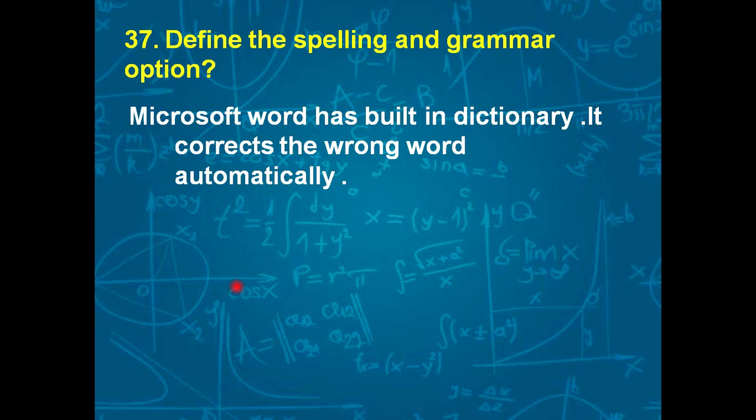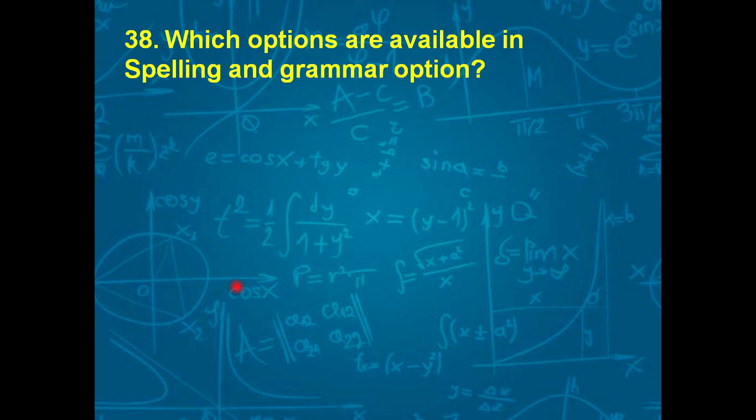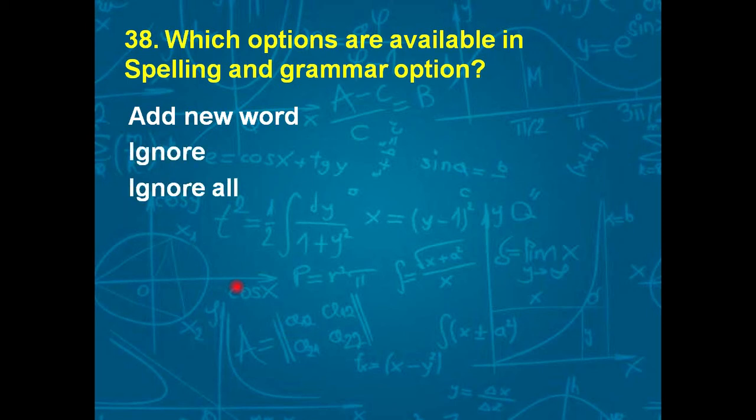Here is a question: which options are available in the spelling and grammar option? It's question number 38. So these things are available. Add new words, meaning if you want to add a new word, in fact I will tell you the details in question number 39. Add new word, and the next ones are ignore, ignore all, and autocorrect. These options are available. And here is question number 39. Define the following options in spelling and grammar.